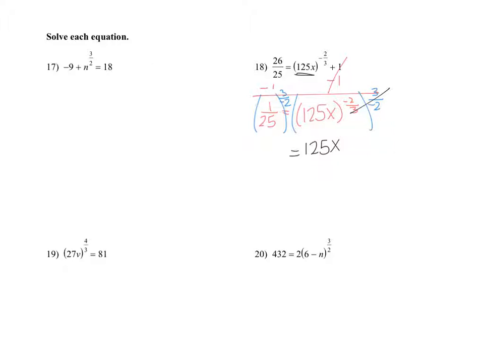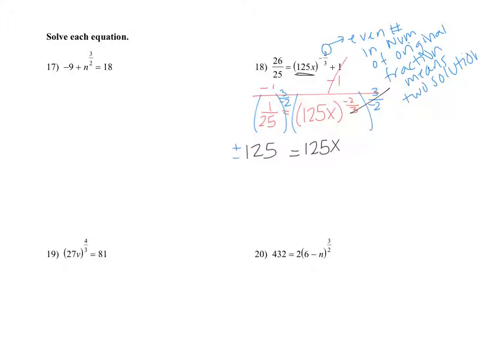you should get 125. But this is a special example where you're going to have to write plus or minus. And the reason why it's plus or minus is because I have an even number in the numerator of the original problem. So if you want to write that down, even number in numerator of original fraction means two solutions. Okay? So the two solutions go right after when you flip it.